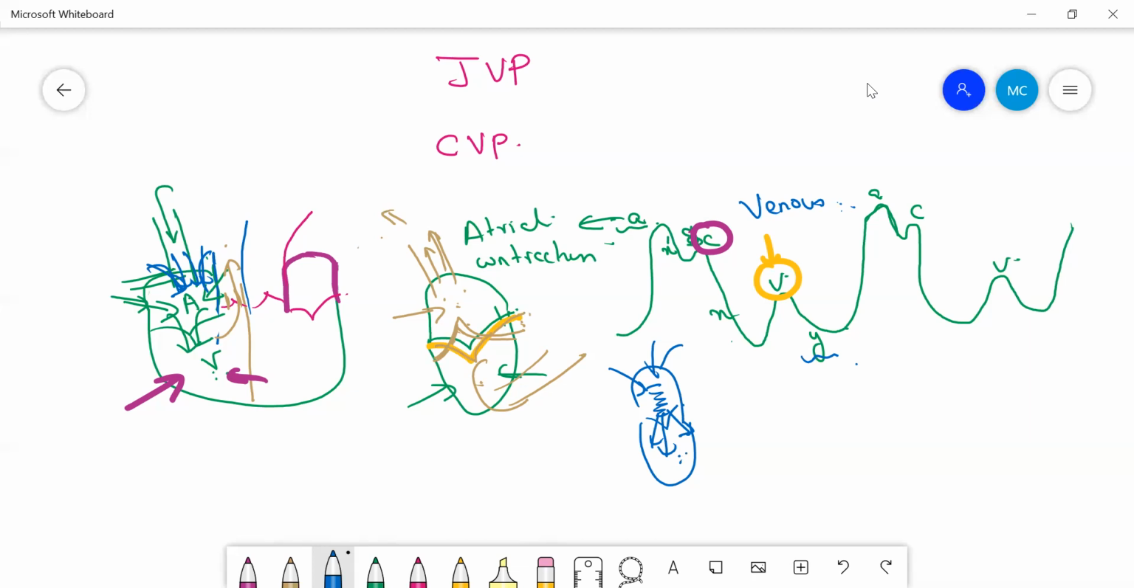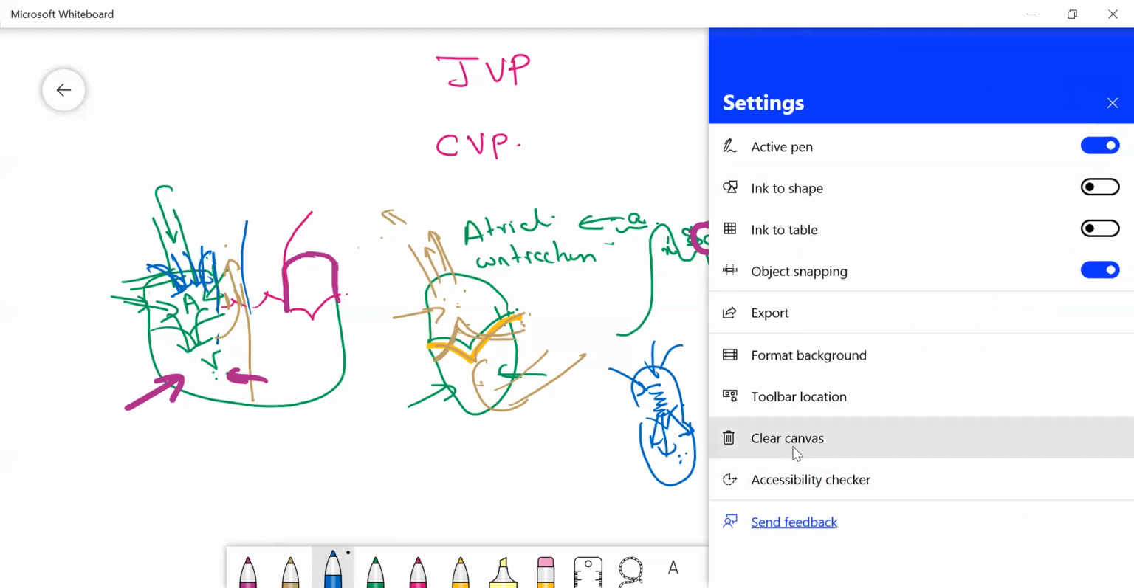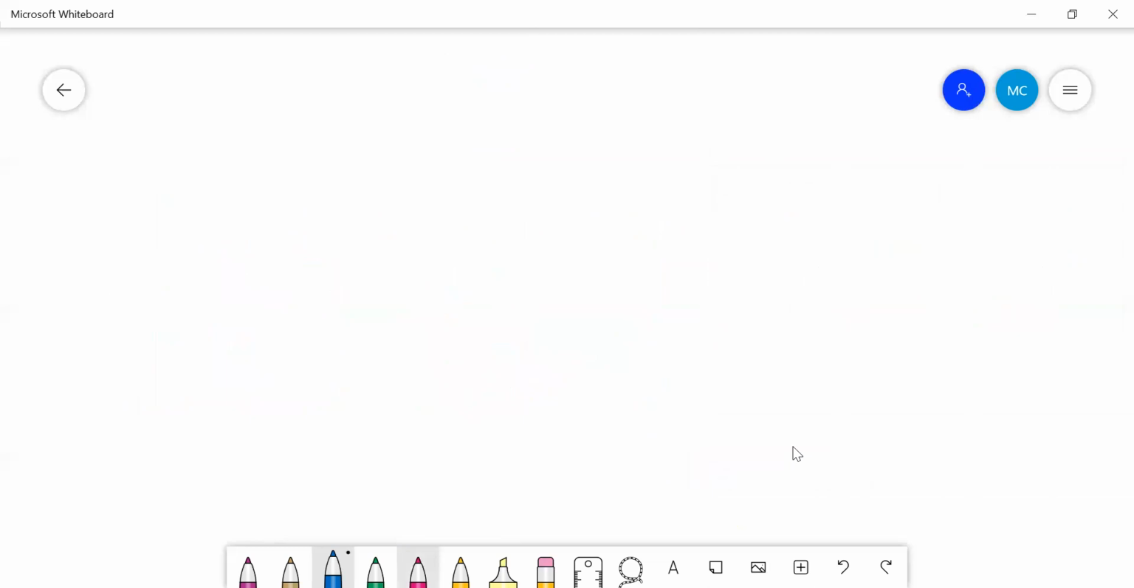Okay, so these are the different waveforms. This is important. Next, we shall talk about the abnormalities in the jugular venous pressure. So what are the different abnormalities in the JVP? We are mainly concerned when there is a rise in the JVP. So what can be the different reasons for the rise in JVP?